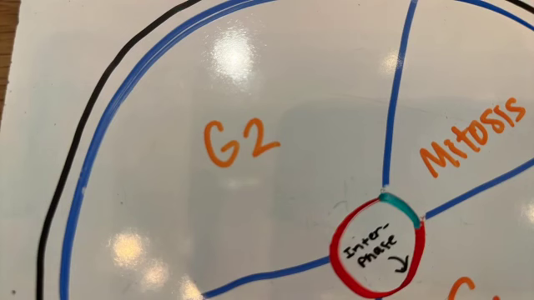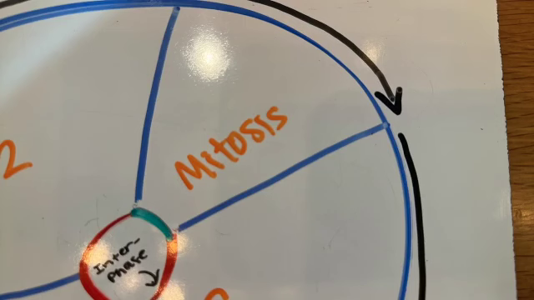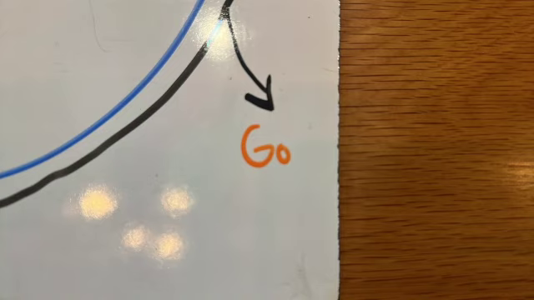G2 is the second gap phase, and there is more cell growth, synthesis of proteins and organelles, and the organization that connects for preparation of mitosis. M, the next step, is where the M checkpoint consists of the stages PMAT that lead to cell division. G0, the resting phase, is where the cell does not divide, nor does it prepare itself to divide.